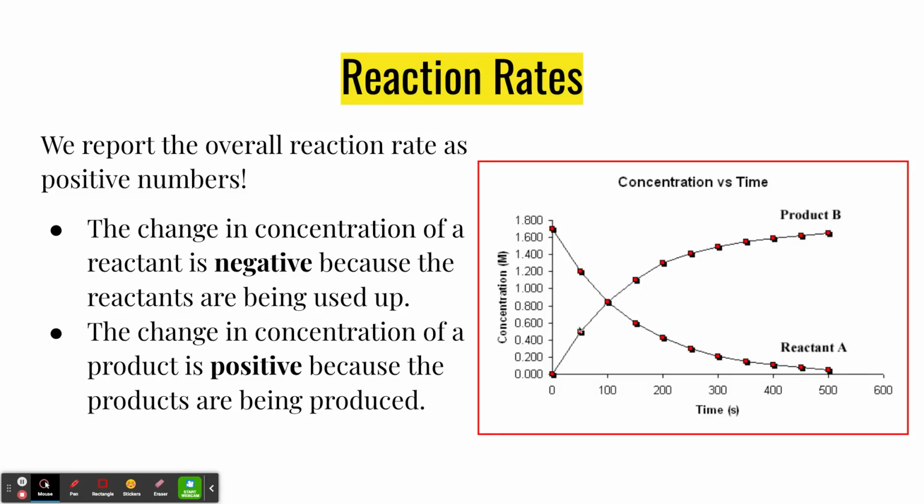Now, folks, you'll notice on this graph here, and I definitely recommend you copy this graph into your notes. You'll see that at the very beginning of this chemical reaction, reactant A has pretty high concentration, right? It's roughly 1.7. And as this chemical reaction occurs, reactant A is getting used up. It almost goes down to zero in its concentration.